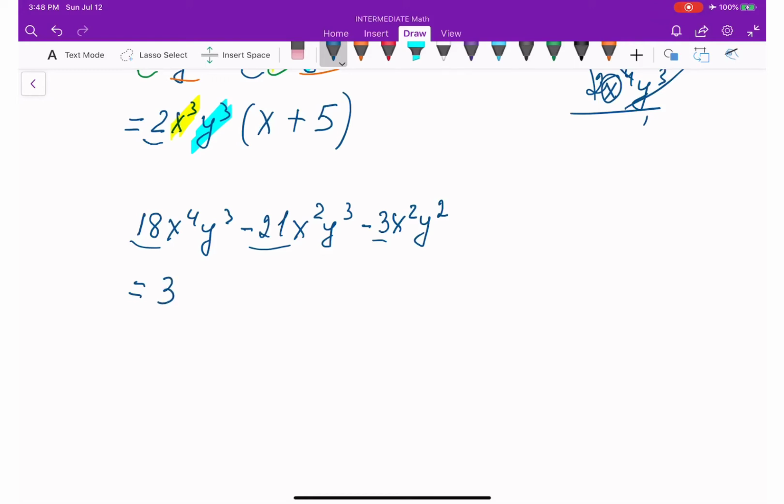Next, between x⁴ and x², x² is going to be the common factor, the smallest degree. And between y³ and y², y² is going to go out. Okay. All right.